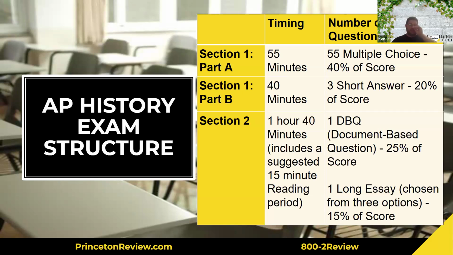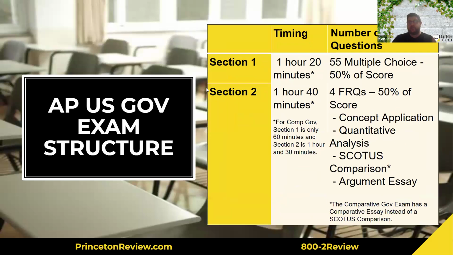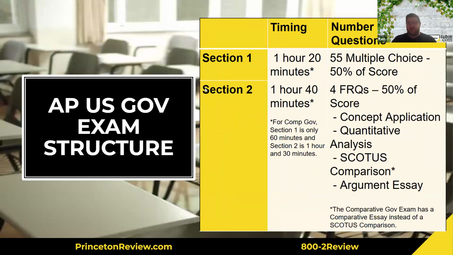And then you have a long essay where you get to choose one prompt from 3 different prompts, and that's 15% of the score. And again, all 3 history exams follow this structure. Then, if you're doing U.S. government or comparative government, U.S. government is 1 hour and 20 minutes for 55 multiple choice questions. That's half of the score.